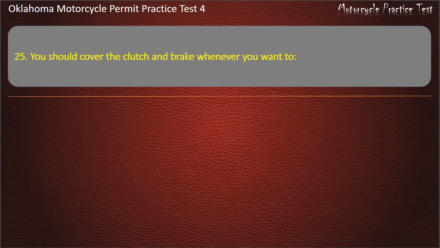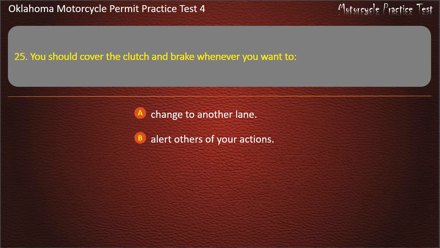Question 25. You should cover the clutch and brake whenever you want to: Change to another lane. Alert others of your actions. Reduce your reaction time. Slow down. Answer. Reduce your reaction time.